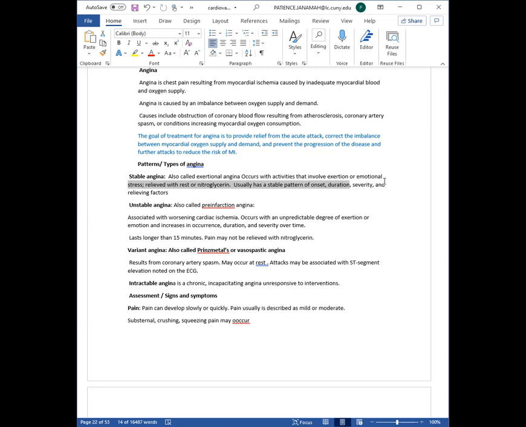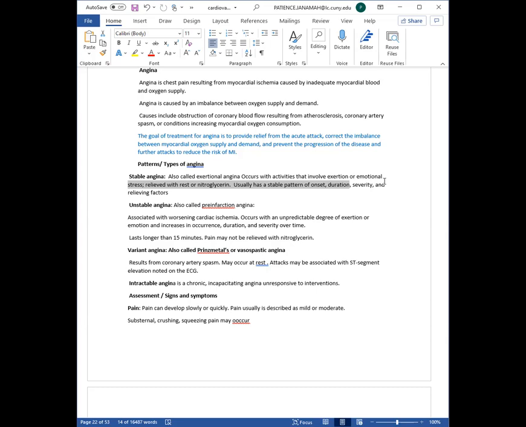So this one results from coronary artery spasms, may occur at rest. Attack may be associated with ST elevation noted on EKG. So you can be resting and you still have the pain. You don't know the cause, nothing caused it, but that means something didn't go well with your heart. So your arteries are spasming, and when they are spasming, you have that pain. We have the intractable angina, and it's a chronic incapacitating angina unresponsive to intervention. So you can give all interventions for this particular angina, but it still does not respond to treatment.